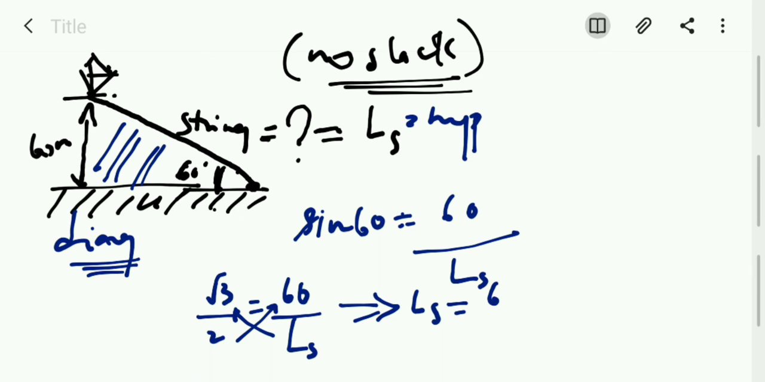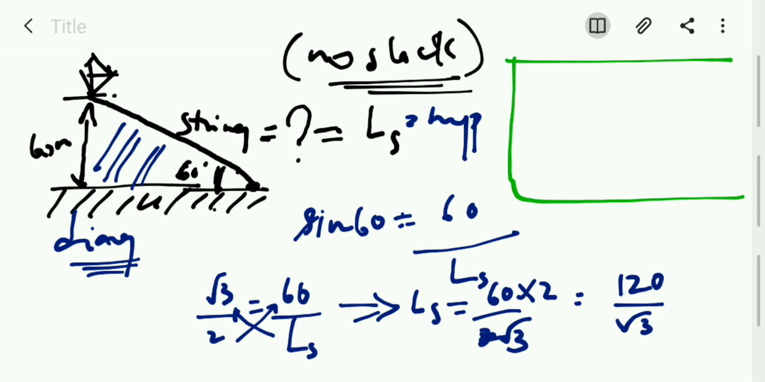LS is nothing but 60 by 2 root 3. It's not 60 by, it is 60 into 2 by root 3, which is nothing but 120 by root 3, correct? Now from here, there is a small change, guys, in how you need to do it. I'll just show you in this box.